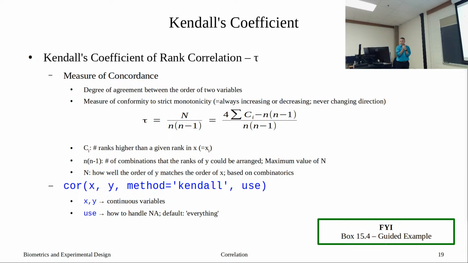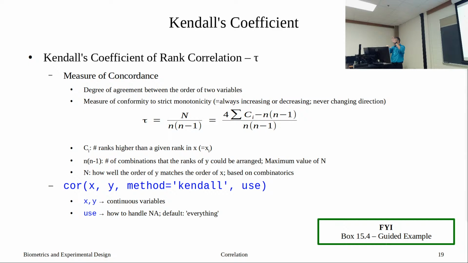Right? Its calculation is this. It's measuring the conformity to strict monotonicity. Strict monotonicity means it's always increasing or it's always decreasing. If our ranks consistently increase together, we're going to have a high correlation, which puts this value close to one. If our rank for variable x goes up, but then the rank for variable y goes down, we've broken that monotonicity. We've broken that concordance, which drives us closer to zero.